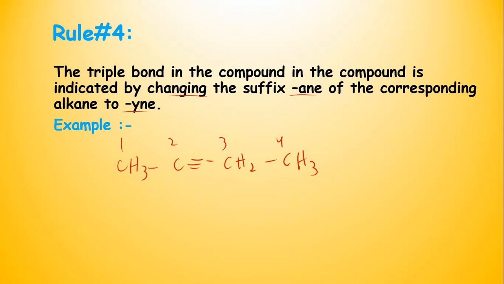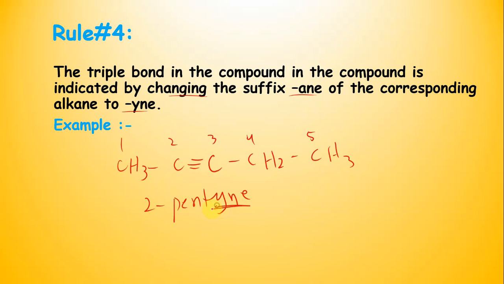This is the mistake here. You have to write the carbon-carbon triple covalent bond first and then CH2 and then CH3. So 1, 2, 3, 4 and 5. So how will you give the name to this compound? 2, and the complete name is 5, so 2-pentyne.